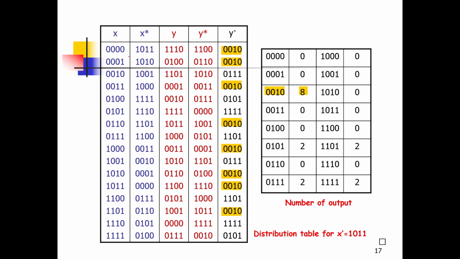Now for the particular x and x star, we can tabulate the y star and the difference of that. There can be multiple values of y dash corresponding to the 4 bits. That is, the number of values should be 16. But we will consider the one with the maximum counter, that is 8. So the most probable y dash value should be 0010.